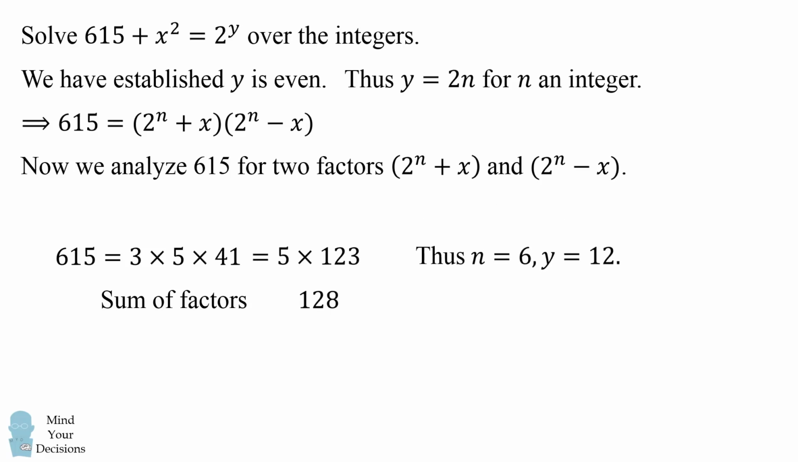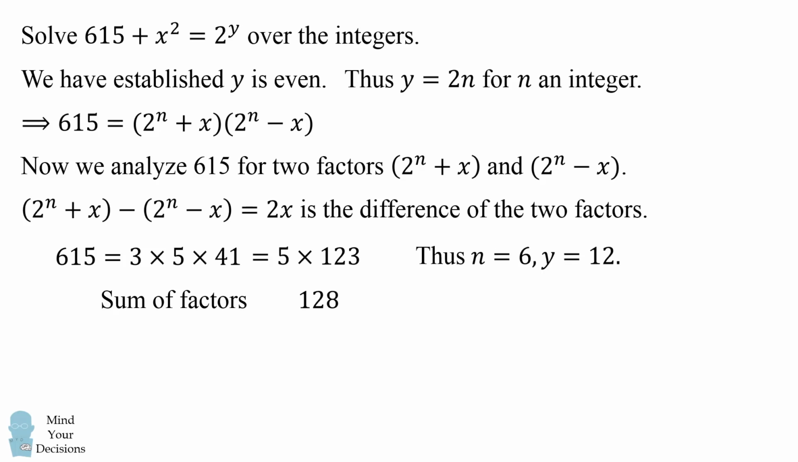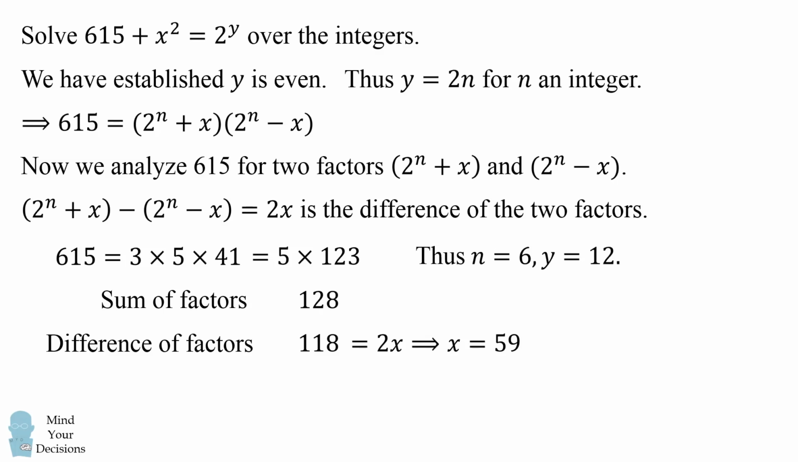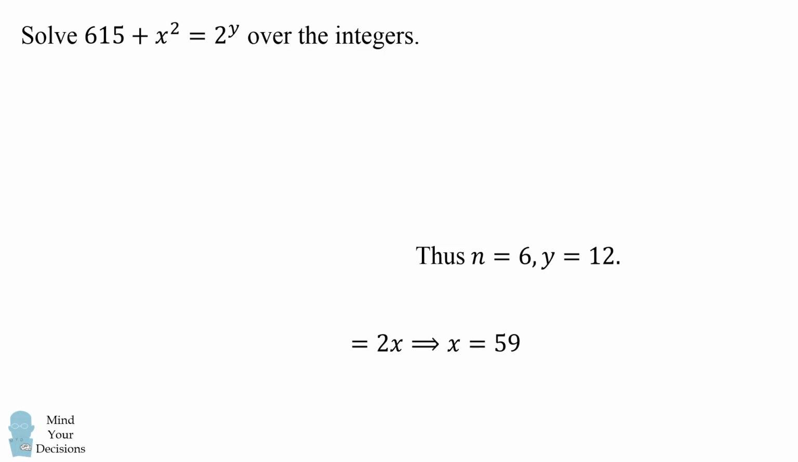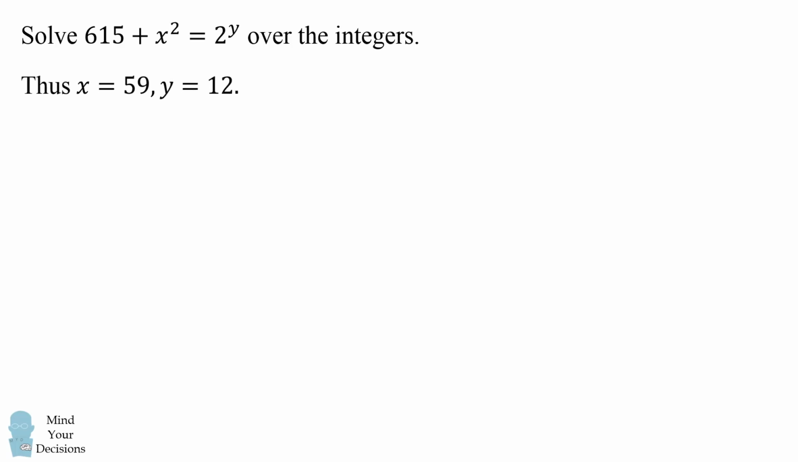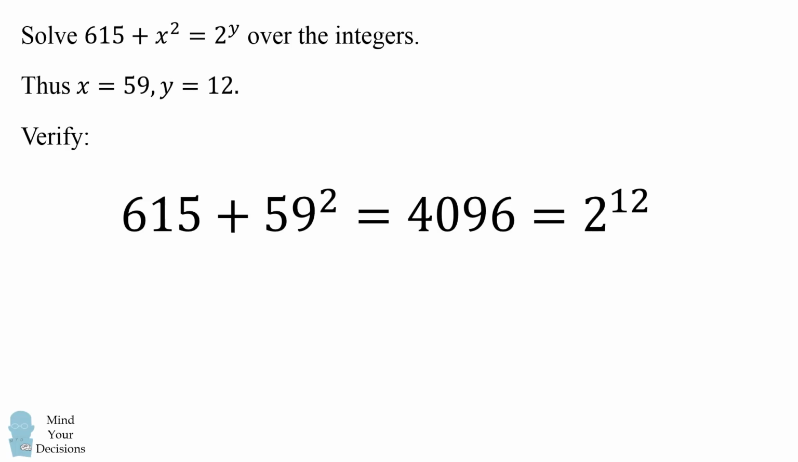Now with this knowledge, how can we solve for x? Well, we can consider the difference of factors. 2 to the n plus x minus the quantity 2 to the n minus x is equal to 2x, and that's the difference of the two factors. So now we take the difference of 123 and 5, and we get 118. That's equal to 2x, which means x is equal to 59. So if there's a solution, it would have to be x is equal to 59 and y is equal to 12. And in fact, we can verify that 615 plus 59 squared is equal to 4096, which exactly equals 2 to the power of 12.